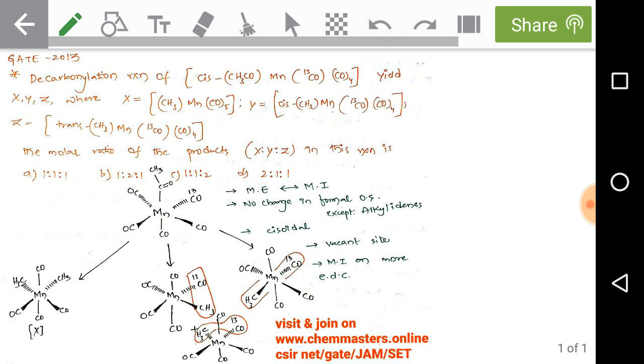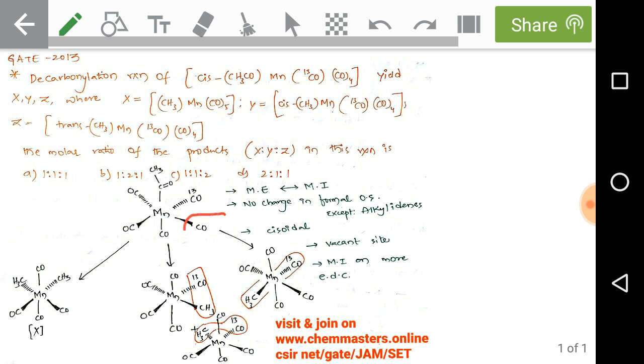Now we need to check the Y product, in which the manganese complex is given as a cis complex. Cis complex means here we need to think that the C13O and the CH3 must be cis to each other. That is the thing we need to know here, then only we can give the answer. What are the possibilities in that migratory elimination?